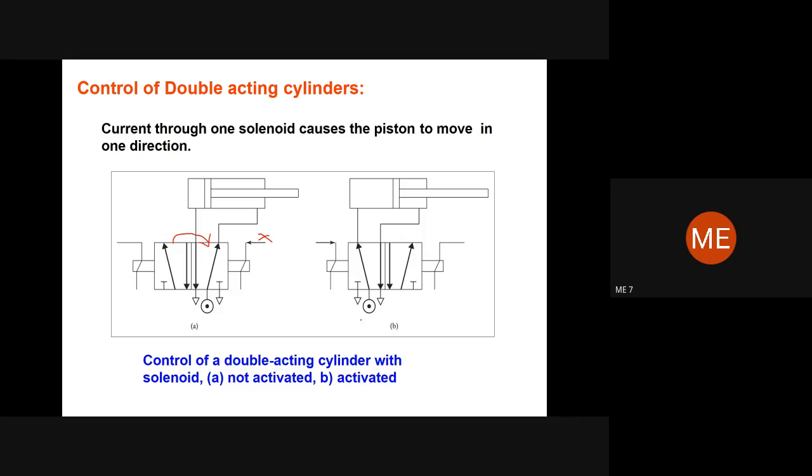Okay, there is no movement. Then current to the other solenoid. You have stopped the current here and started to give a current to the other solenoid. So that will make the movement to be reversed. For forward movement, pass the current to one solenoid, and for the reverse movement, pass the current to the other solenoid.